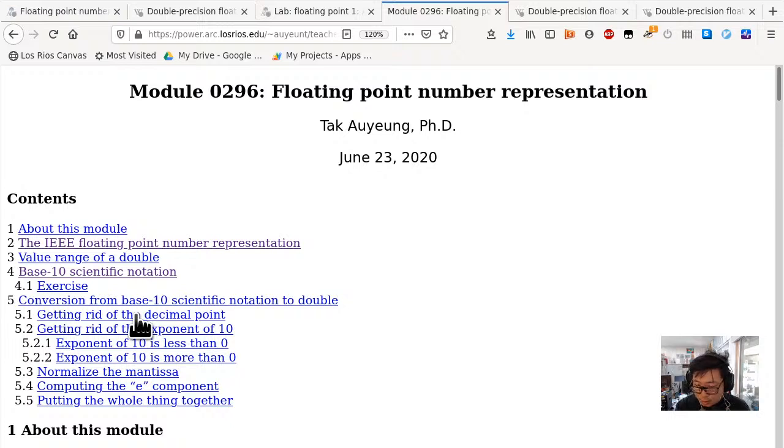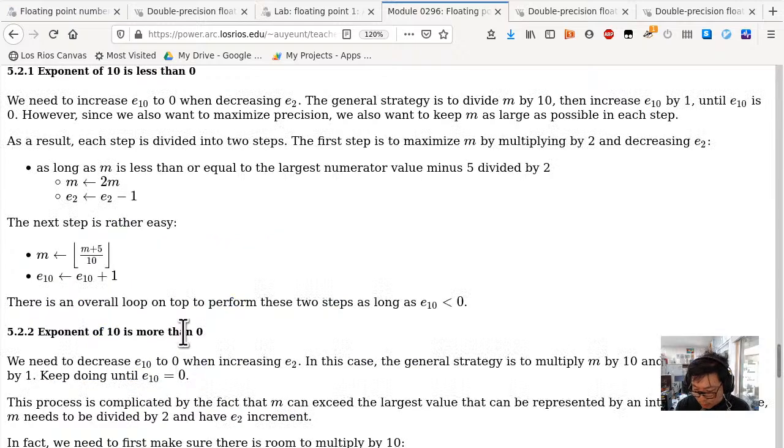Okay, we just turned the entire mantissa into an integer and did some adjustment to the exponent of 10, and we are all good. And now we are talking about how to get rid of the exponent of 10. We break it up into two different cases. What if the exponent of 10 was originally less than 0, which is the case that we want to deal with. So what we want to do, okay, I'm skipping a little bit here.